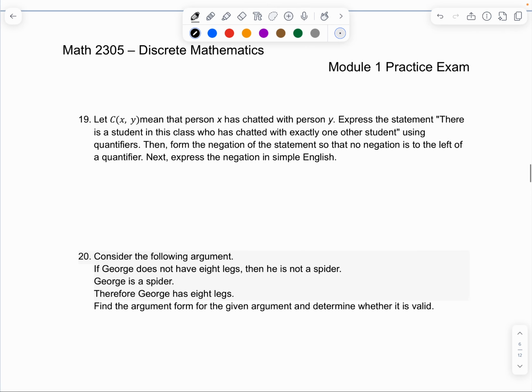Okay, number 19, definitely worth doing. It's kind of lengthy, so let's take a moment and look at it. It says C of xy means that the person X has chatted with person Y. There is a student in this class who has chatted with exactly one other student. That's the first thing we need to do: write it using quantifiers.